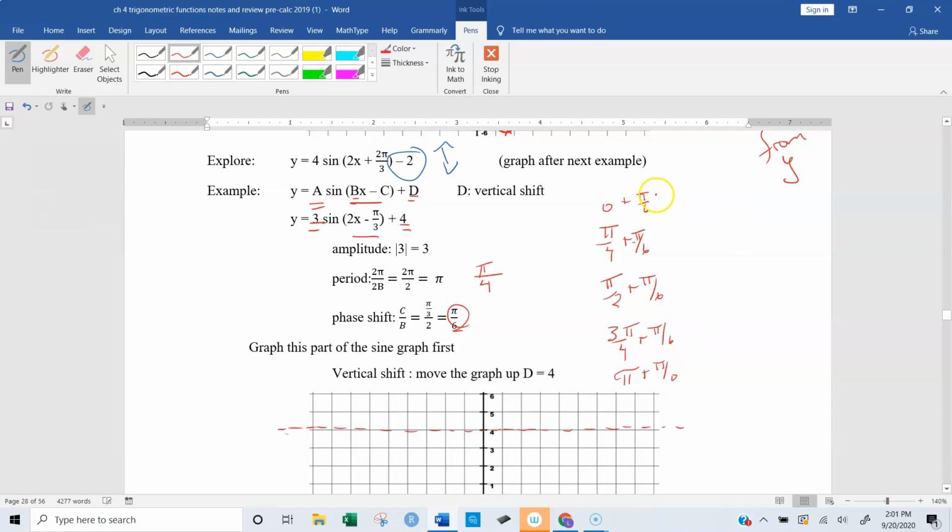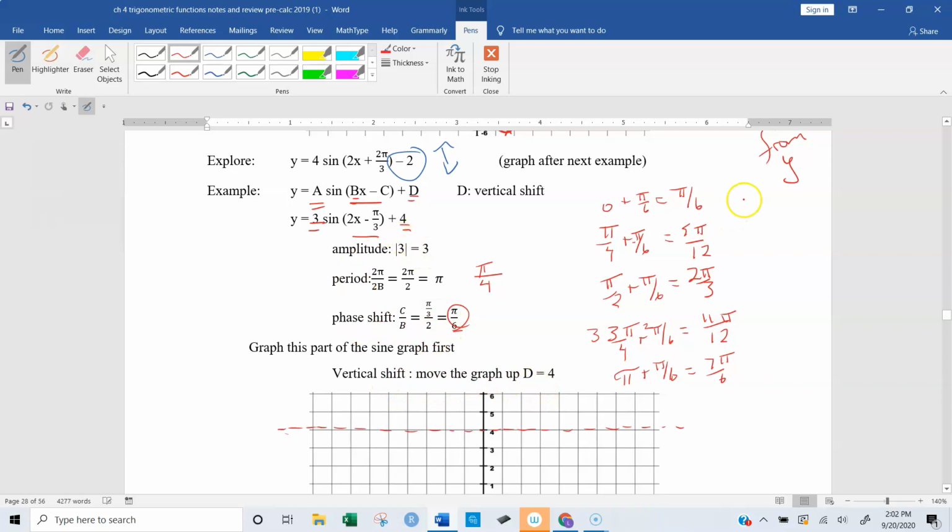So when you add your pi over 6, you get pi over 6. Common denominator here was 12. Common denominator here was 6. 4 pi over 6, which is 2 pi over 3. Common denominator here was 12. So we got 11 pi over 12. And then we also have 7 pi over 6. Okay, there's our shifts. Now it says we need to move everything up 4.